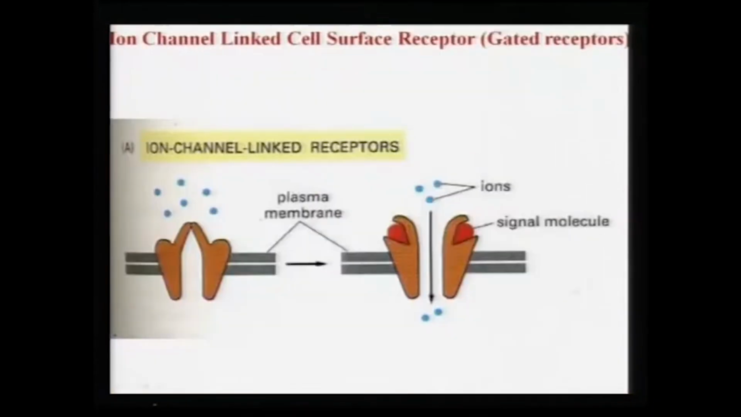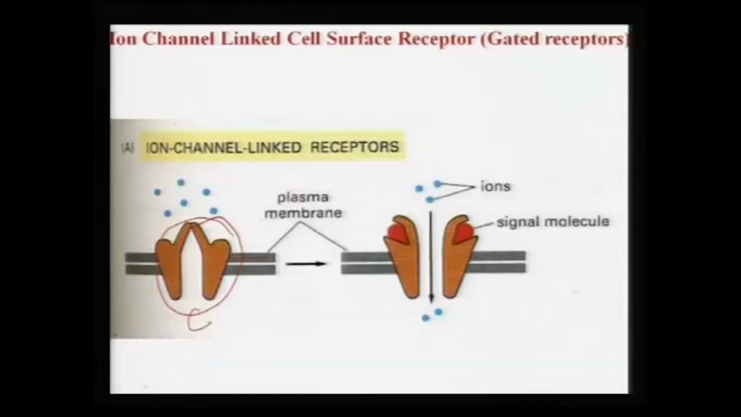Now, what are the different ion channel linked cell surface receptors? This is your plasma membrane, and this is your cell cytoplasm here. In the plasma membrane there are openings that act like gates, like the typical house: when your gates are closed, nobody can enter. When the gates are open, people can enter. You can imagine a similar situation on the cell surface plasma membrane also.